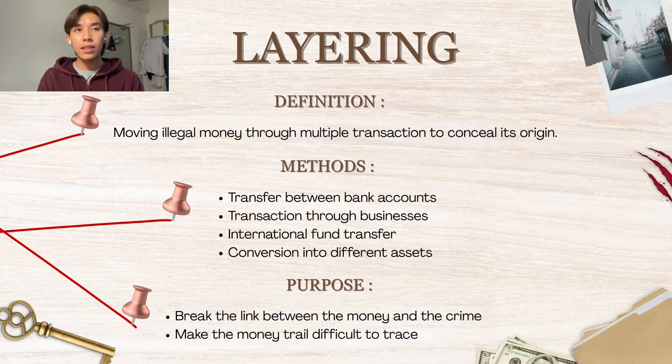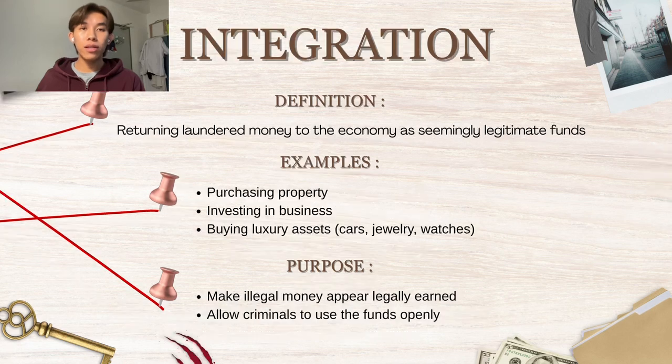I will be presenting on layering and integration. So layering is defined as moving illegal money through multiple transactions to conceal its origin. Its methods include transferring between bank accounts, transactions through businesses, international funds transfer, and conversion into different assets. Its purpose is to break the link between the money and the crime and make the money trail difficult to trace. Next we'll be moving on to integration.